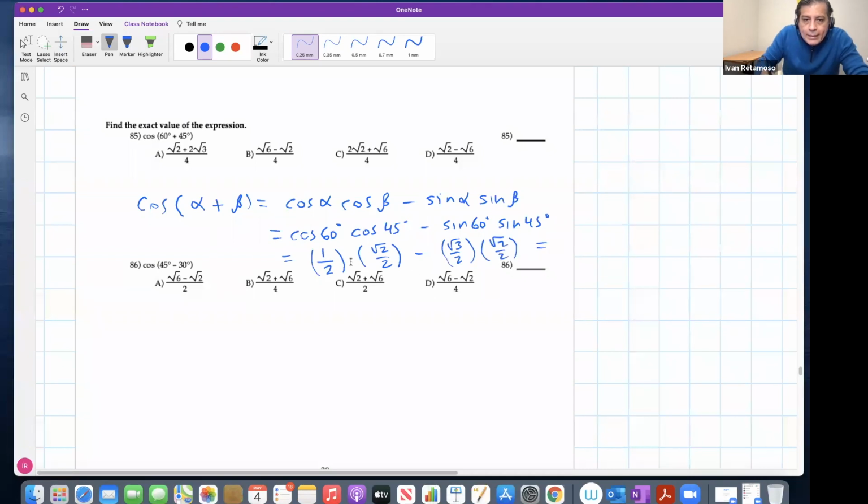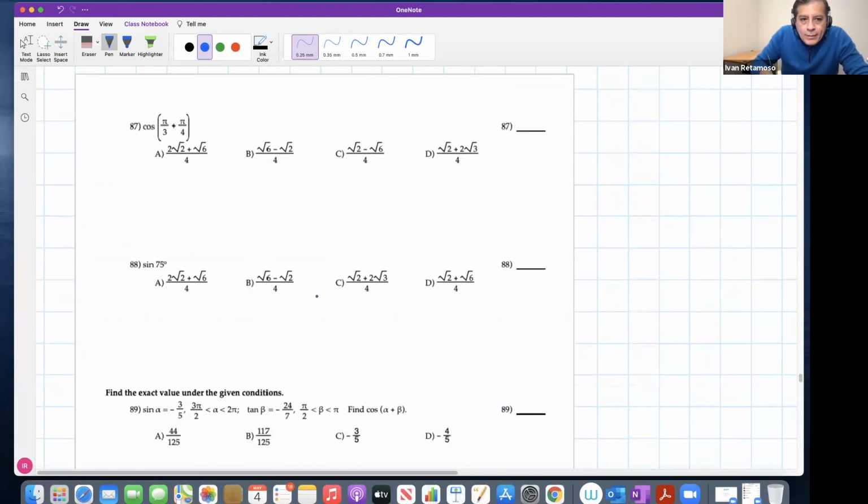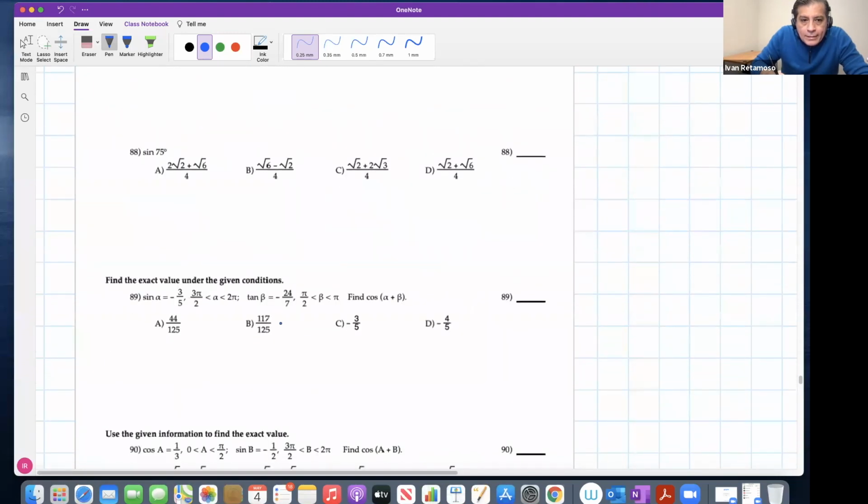If you do the math here, 1 times square root of 2 is square root of 2, minus square root of 3 times square root of 2 is square root of 6, over common denominator 4, right? So that's what it is. So for 85, I have this one as my answer. Great.